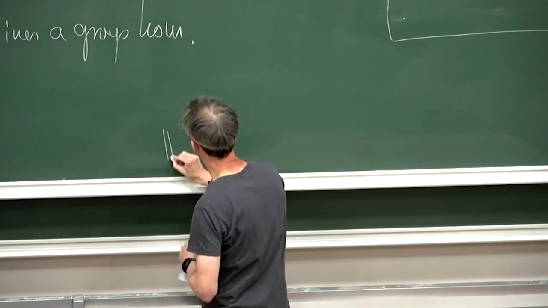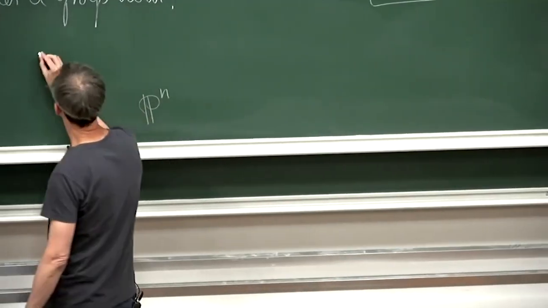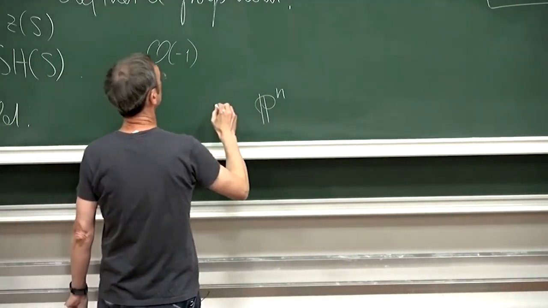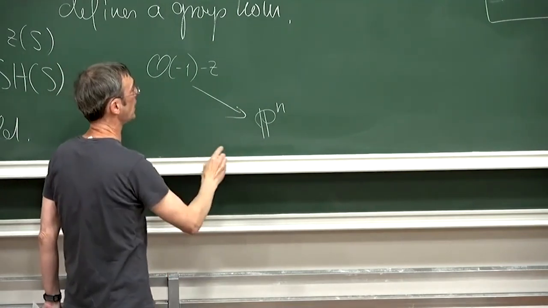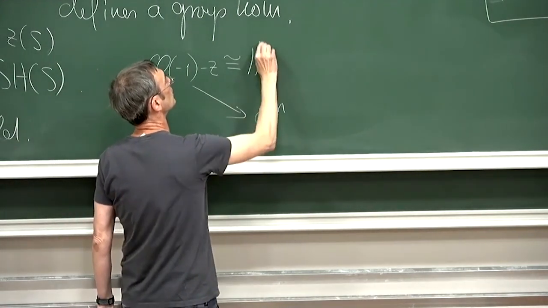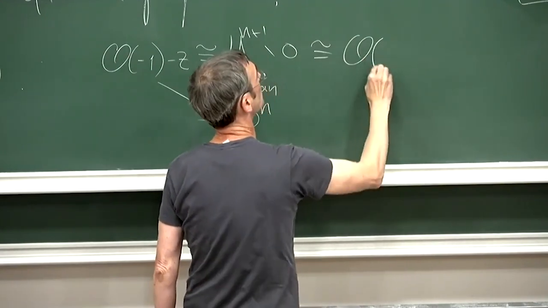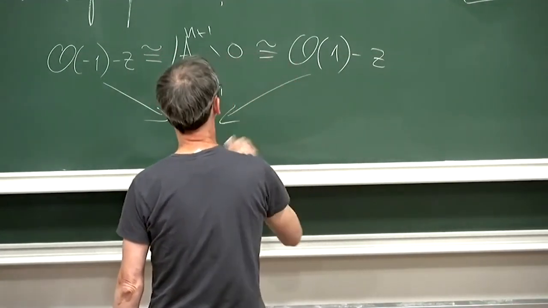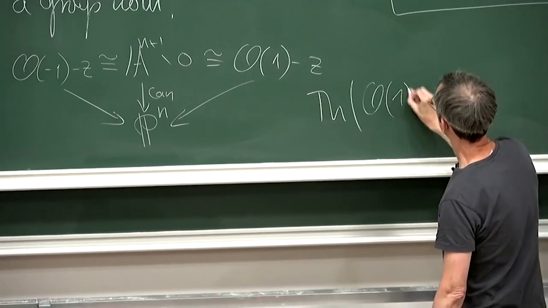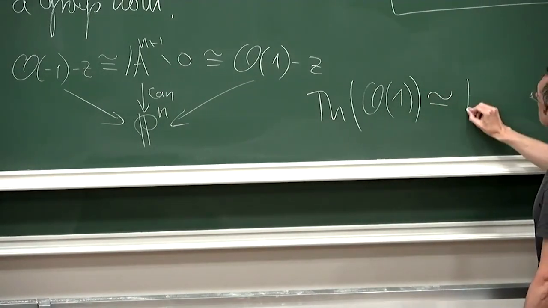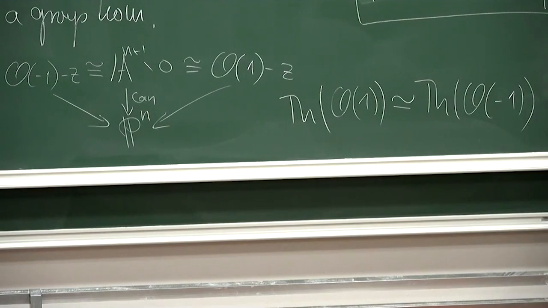For example, you can look at n-dimensional projective space, and there you have the bundle O of minus 1. And when you take out the zero section, then the Thom space is the cone of this map, and you can identify this here with A^(n+1) minus 0, here being the canonical map. But the same is also true for the bundle O of 1 minus 0, here the canonical map. So what you get is that the Thom spectrum, or even the Thom space, of O of 1 is the same as the Thom space of O of minus 1. So this map is not injective.